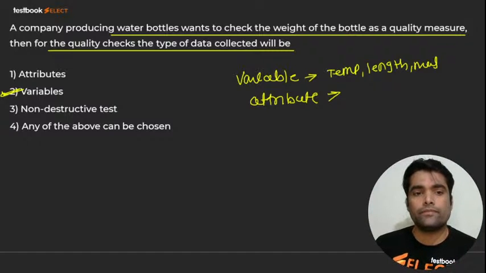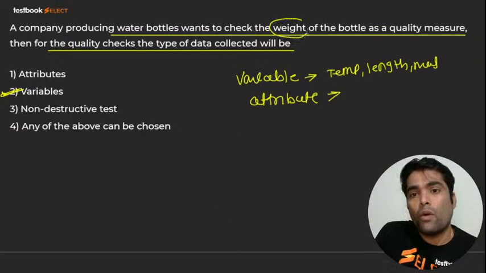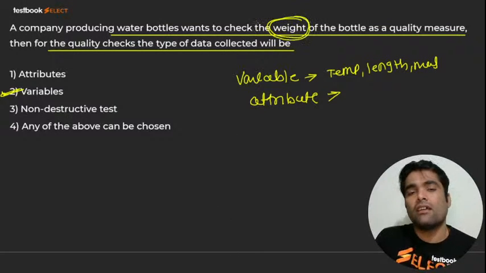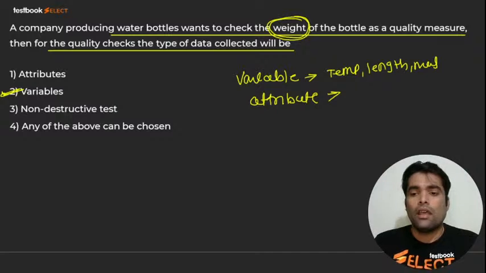Here I go for next. What they said? Water bottle wants to check the weight, and weight we have to measure. You are not able to count it. Weight you cannot count. That is what? It should be variable.